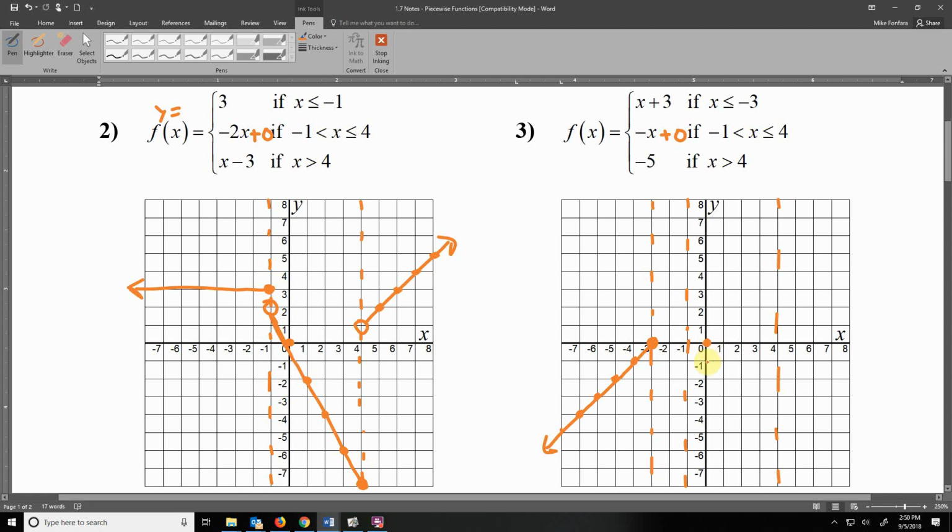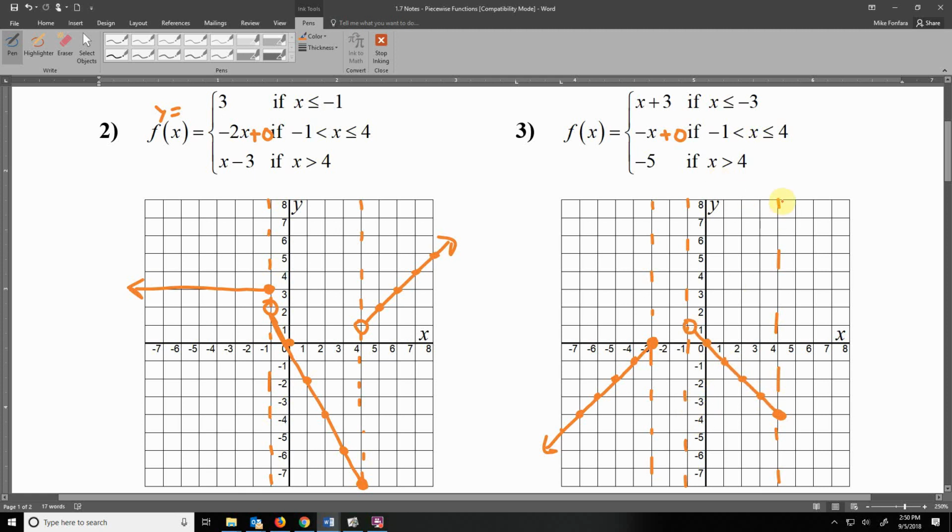And then negative 1 means down and right. And I am less than or equal to 4, so I can keep that as a closed dot. And then up and left, and it is greater than negative 1, but not equal to, so that one is open. And there's the second part of the graph.